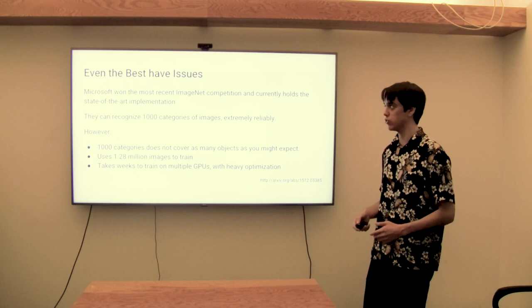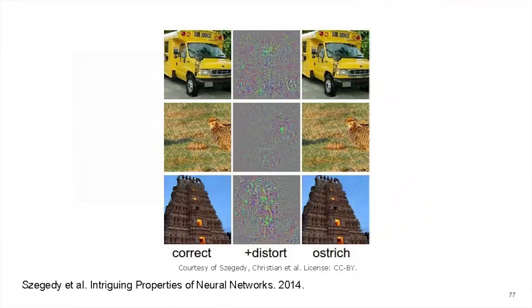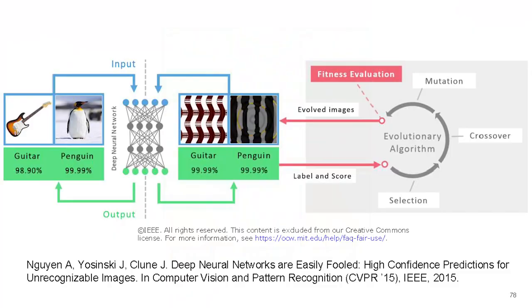There's actually a more fundamental problem with neural nets as well. So here on the left, we have a school bus, some kind of bird, and an Indian temple. And all of these images on the left side are actually correctly identified by convolutional neural nets. But when we add the small distortion here in the middle that doesn't change any of the images perceptibly to a human, this actually causes the neural network to misclassify these images, and now all three of them are ostriches. So that's a little weird. How does this work? How did we find those distortions?